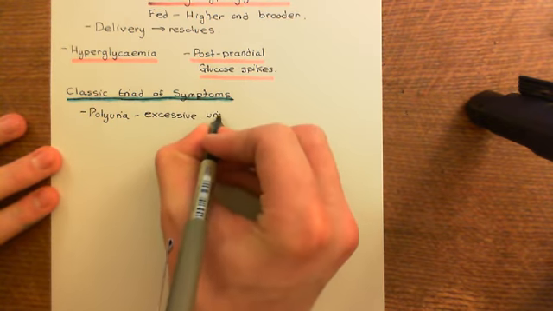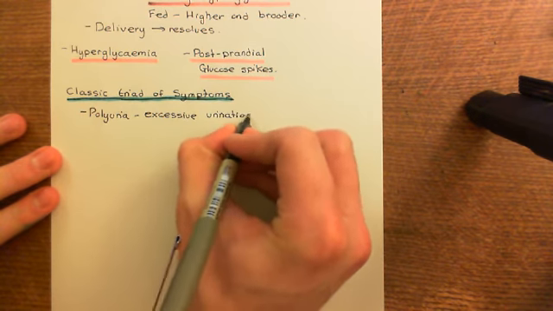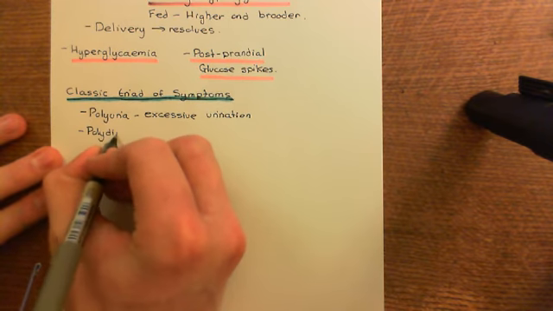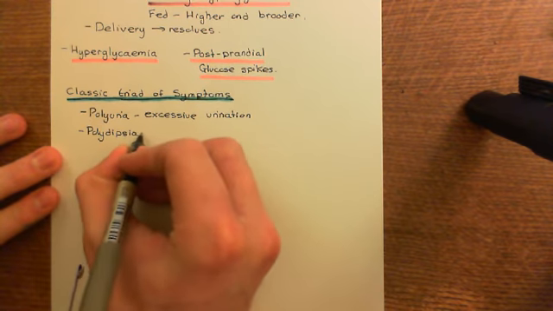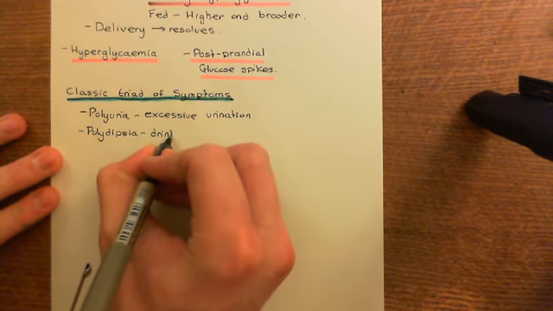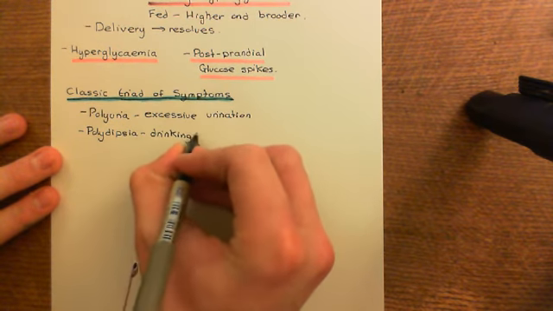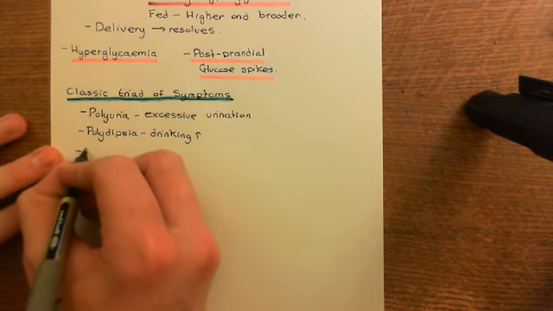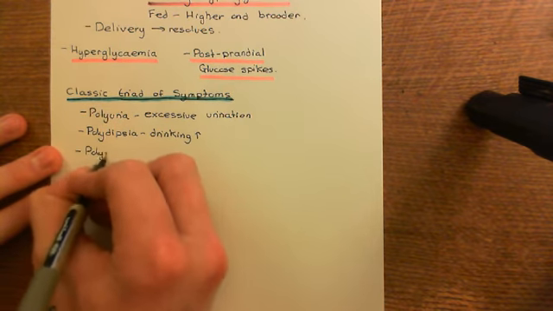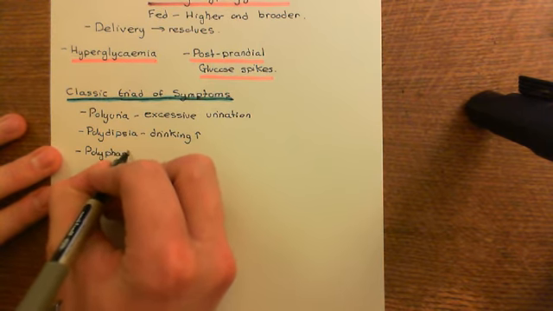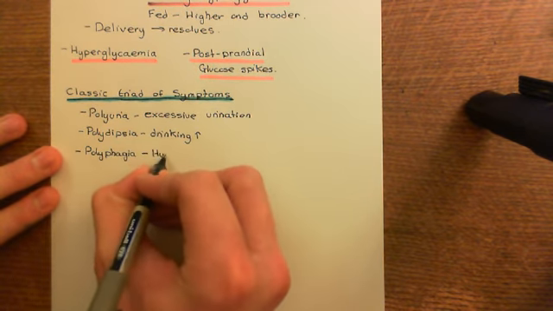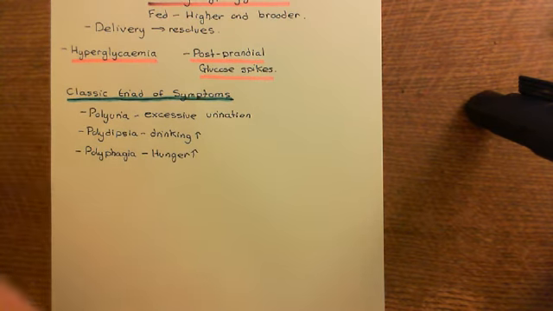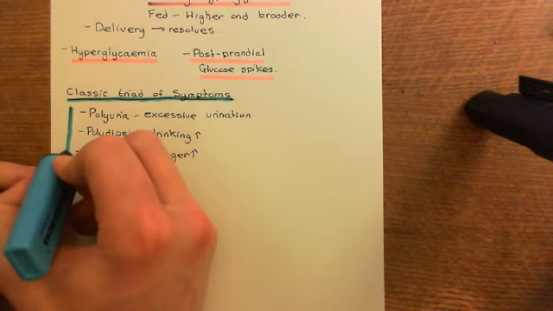Then the second one is polydipsia, and this refers to having to drink too much. You're thirsty all the time, drinking all the time. So polydipsia refers to too much thirst, basically. And then finally, polyphagia, which means that you're hungry all the time, so hunger goes up. Those are the classic 3 symptoms of diabetes, known as the classic triad of diabetes.